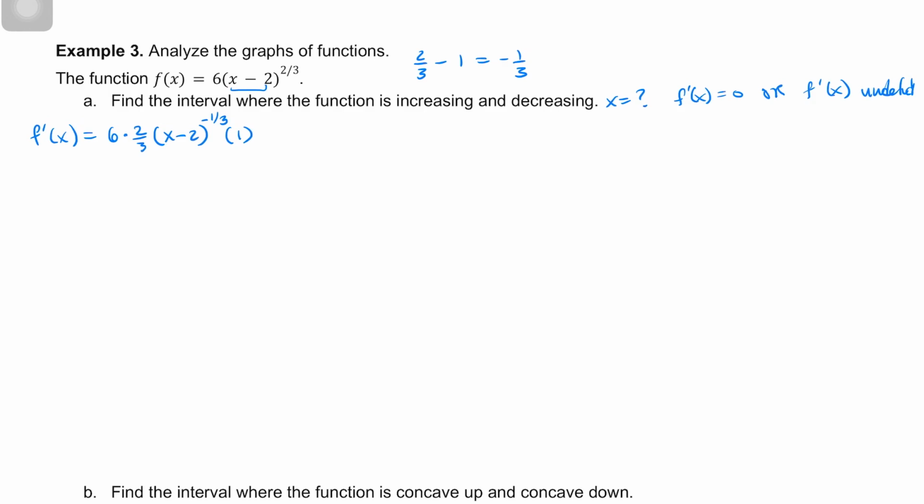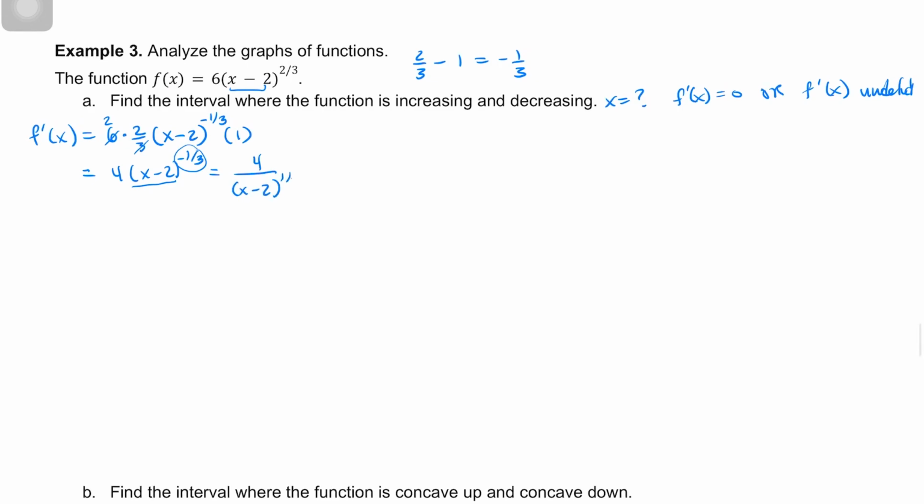So let's just simplify this. 6 times 2/3 is going to be, well, 3 goes into 6 2 times. So 2 times 2 is 4 times 1 is 4. So we have 4 times x minus 2 to the negative 1/3. And we can also rewrite this in fraction form, because this has a negative power. We're going to move that factor to the denominator. The factor that has the negative power is moved to the denominator. There you go. And so this is our derivative.